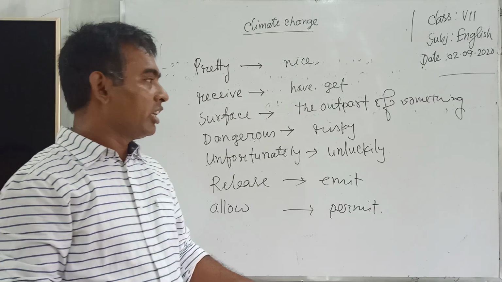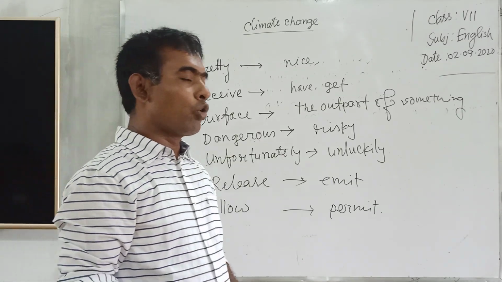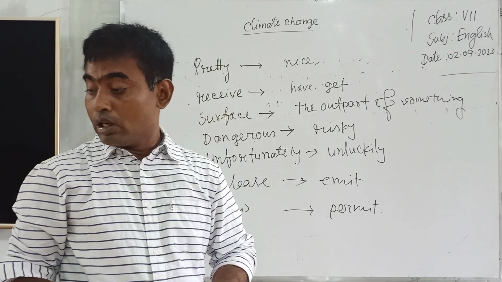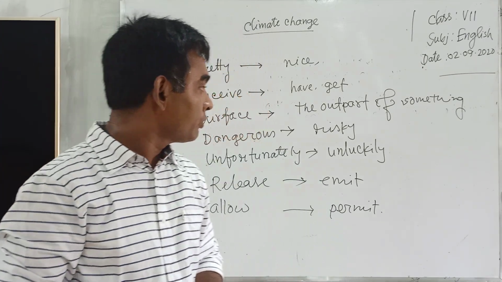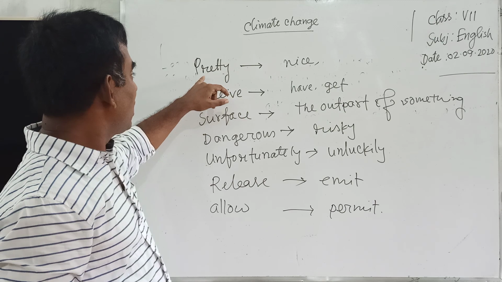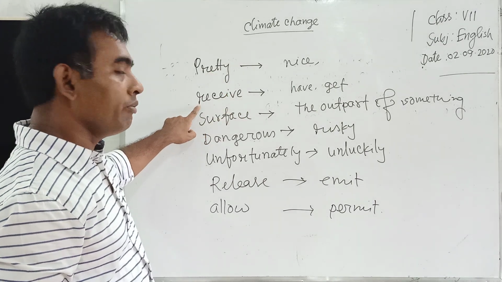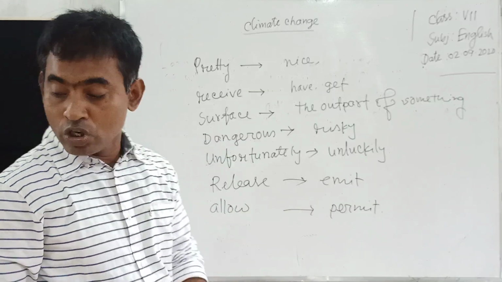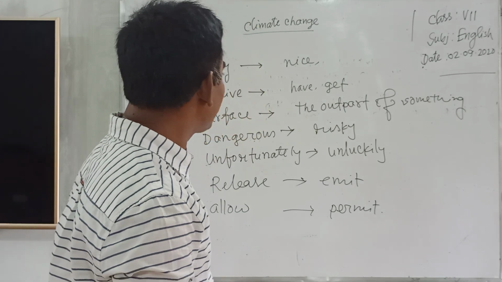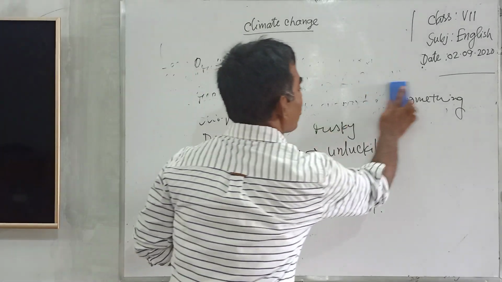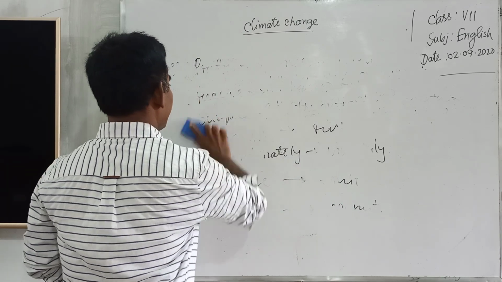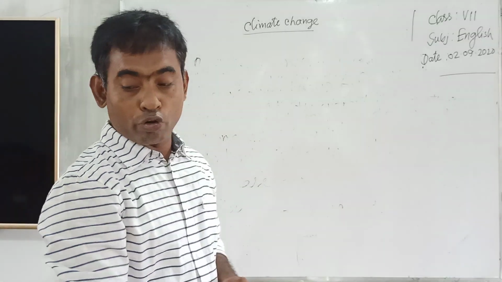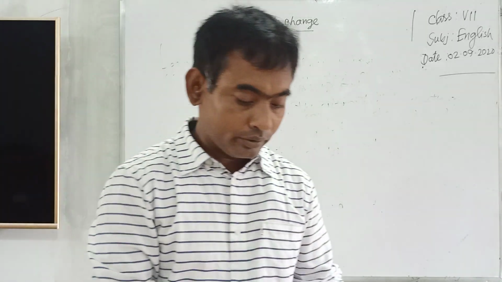So you can write down these keywords in your notebook and that will help you to make the meaning of the text clear. Again, I repeat the keywords: pretty, receive, surface, dangerous, unfortunately, release and allow. So students, now I would like to read out the passage for your sake. Now listen.